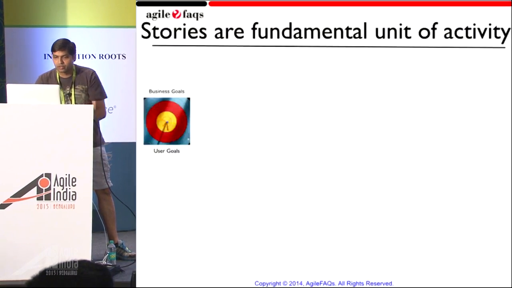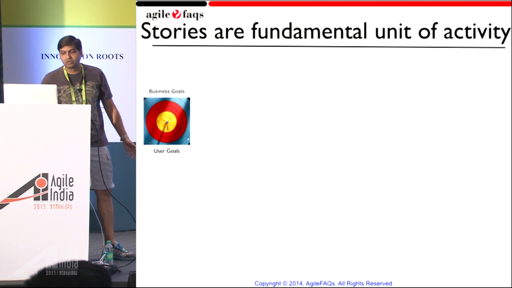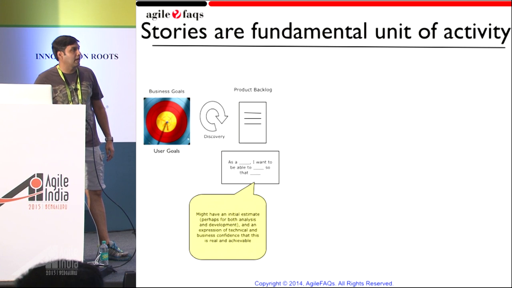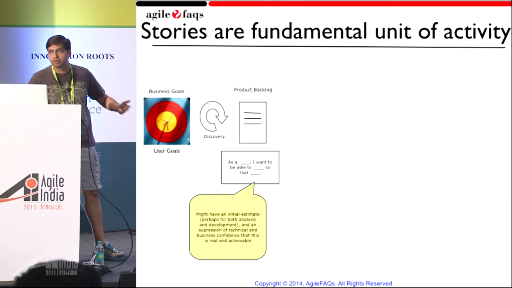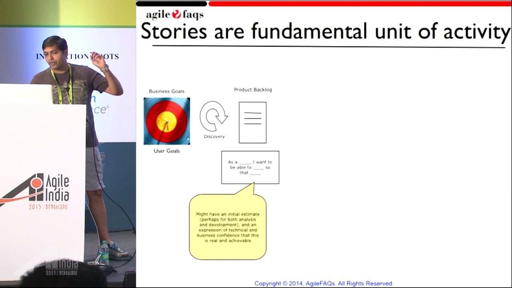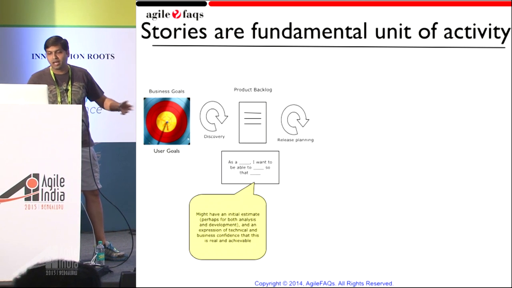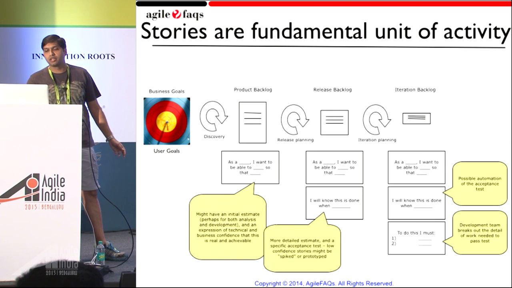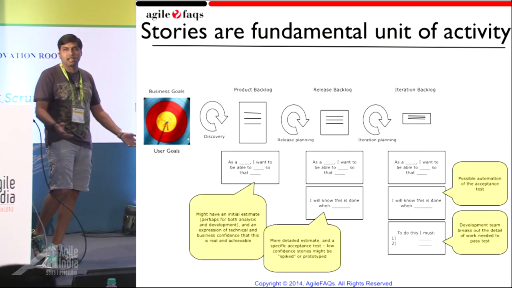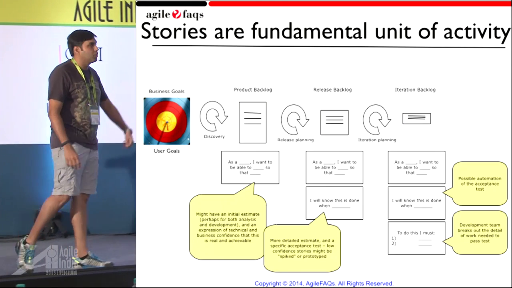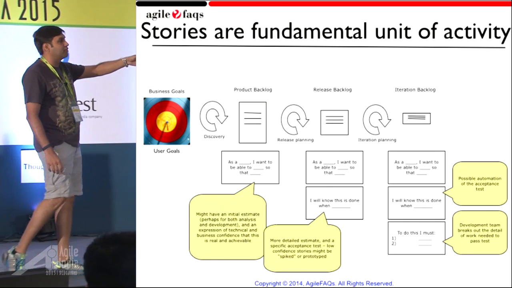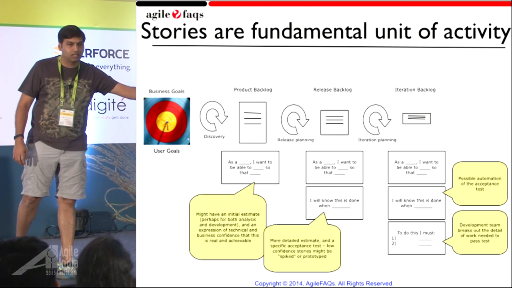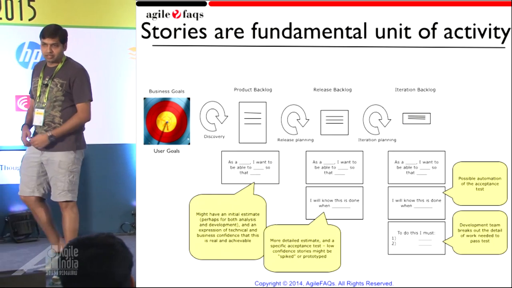That's the image I wanted to show. So you start with business goals, user goals, you go through discovery, you come up with high level stories in a product backlog, right? We've seen this movie before. And then basically you go through your release planning, you add some acceptance criteria to it, then you go through your iteration planning, and then you add tasks to it, right? That's kind of the evolution of the story. Now, you might have started with epics, those might have got broken down into stories, and then when you get into the sprint level or iteration level, they might have got broken down into tasks.